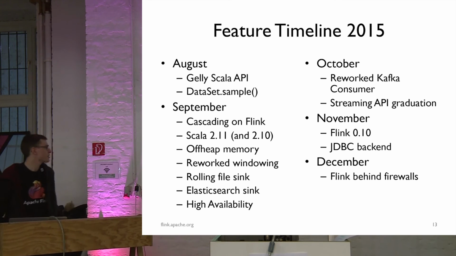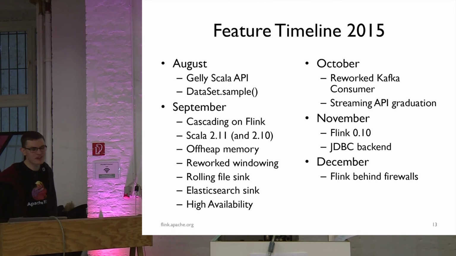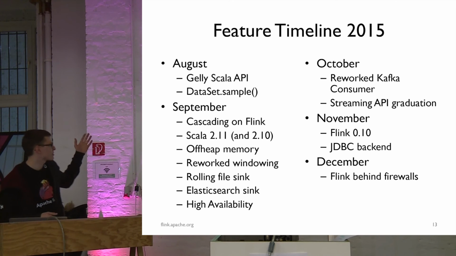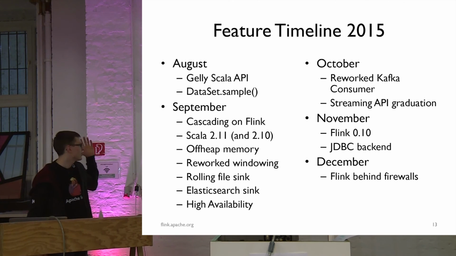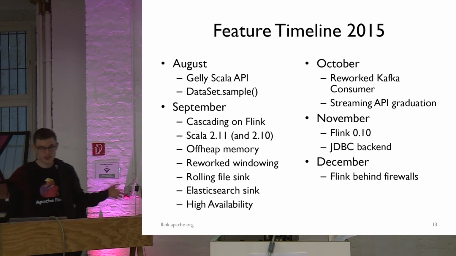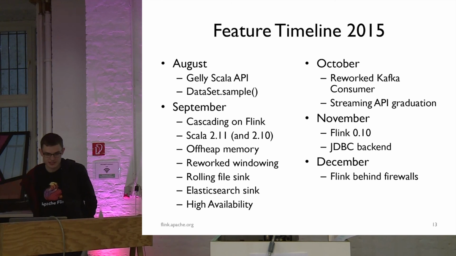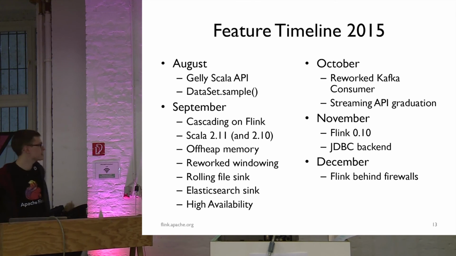So I don't know whether it's worth reading all the stuff, but it's pretty impressive to see how many features, how many new components, or new integrations were added to Flink. I think all the stuff is relevant. There are people using Flink with Scala 2.11, or people working with windowing now, or the rolling file sinks, Elasticsearch. There was this blog post. High availability is something that people are asking about on the mailing list. It's pretty impressive stuff that Flink achieved over one year.